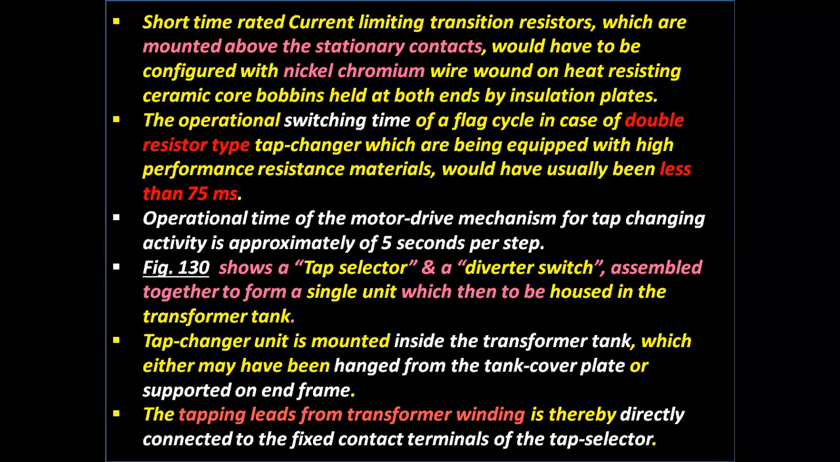Figure 130 shows a tap selector and a diverter switch assembled together to form a single unit, which is then housed in the transformer tank. The tap changer unit is mounted inside the transformer tank, which may either be hung from the tank cover plate or supported on an end frame. The tapping leads from the transformer winding are thereby directly connected to the fixed contact terminals of the tap selector.